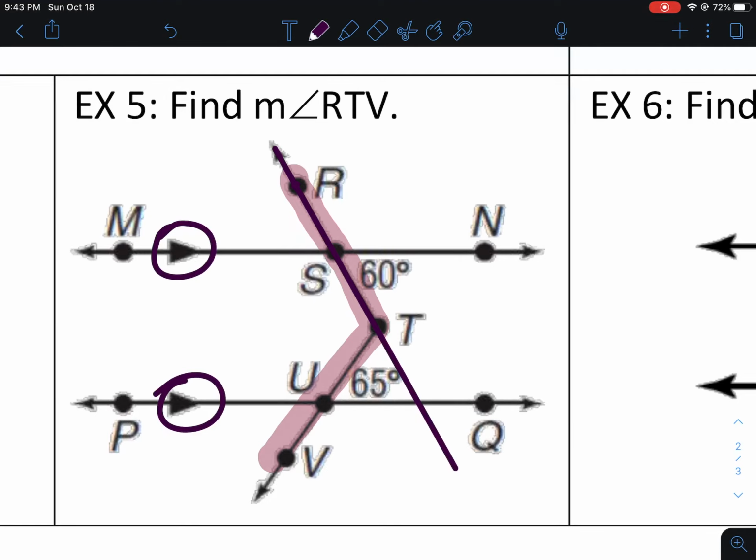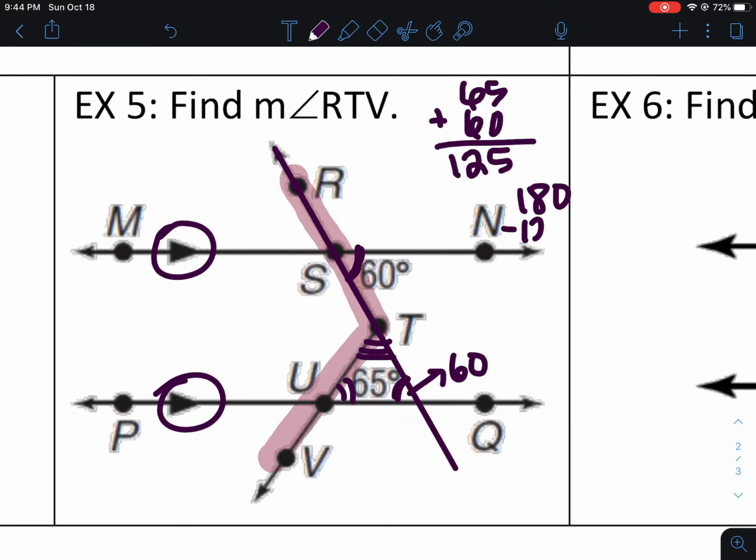We know that if this is 60 degrees, this is also 60 degrees. This angle over here is 65, so we have 65 degrees up here and 60 degrees, and we've made a little triangle down here, so we need to figure out that angle. I'm going to add these together and take it away from 180, and that gives me 55 degrees. So this angle here is 55 degrees.